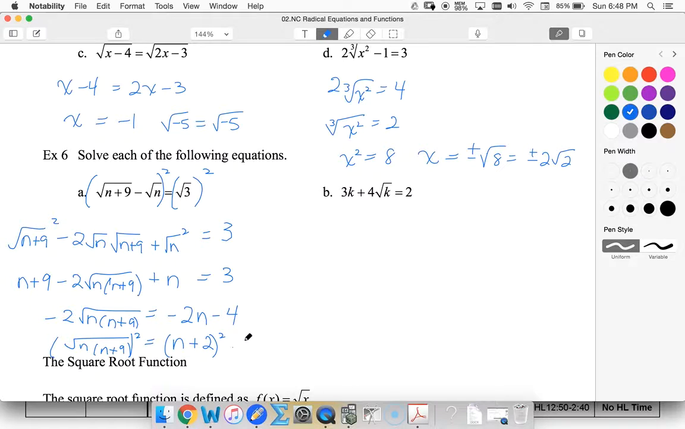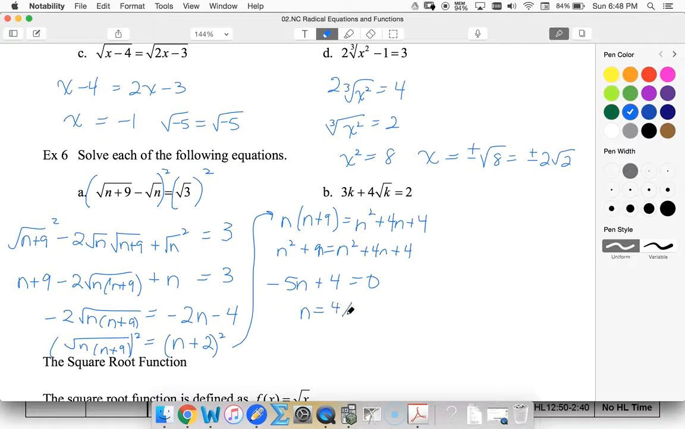And that's going to give me, now when I square, I have just one square root to cancel. n times n plus 9 equals n squared plus 4n plus 4. Again, expanding a binomial. So now n squared plus 9n, n squared plus 4n plus 4. That's a 9n, sorry. When I subtract, those are going to cancel. I'm going to end up with negative 5n plus 4 equals 0.